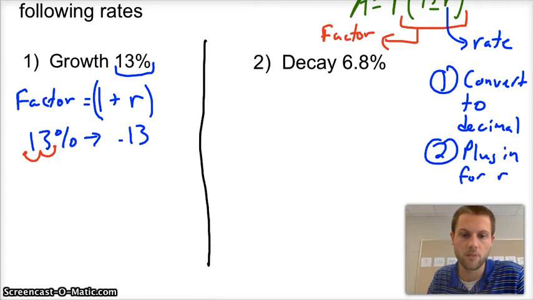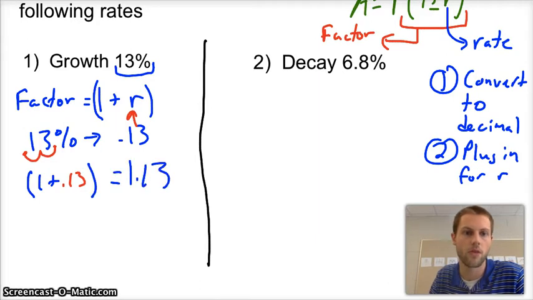That's it. Now I got to insert this rate as a decimal into R. So I'm going to have a 1 plus my decimal of 0.13. And I can add that up real easy to be 1.13. Here is my growth factor, 1.13.